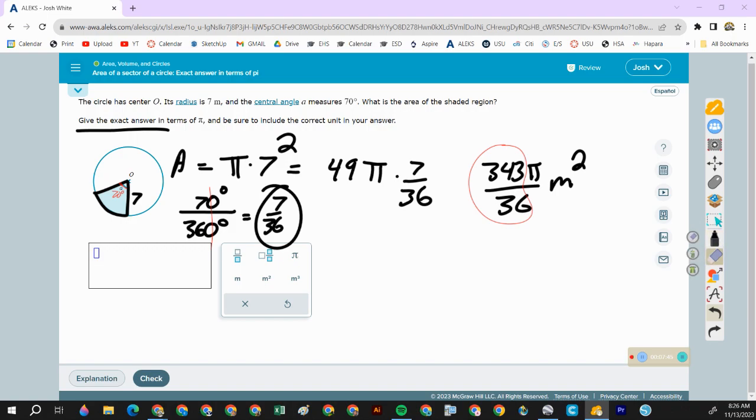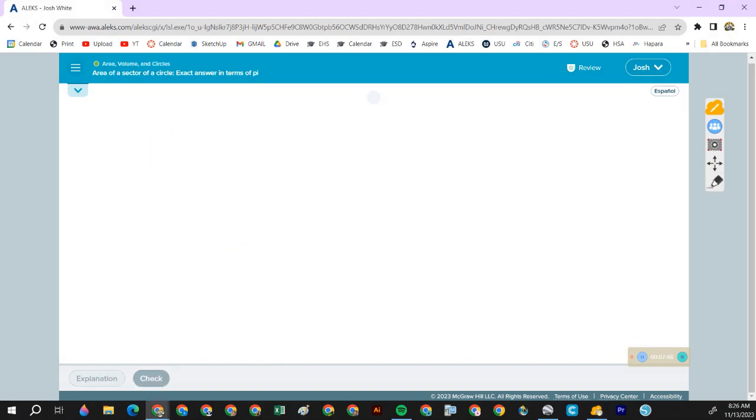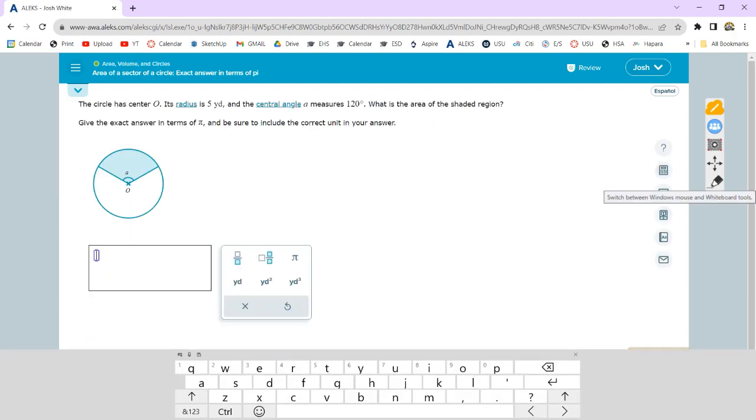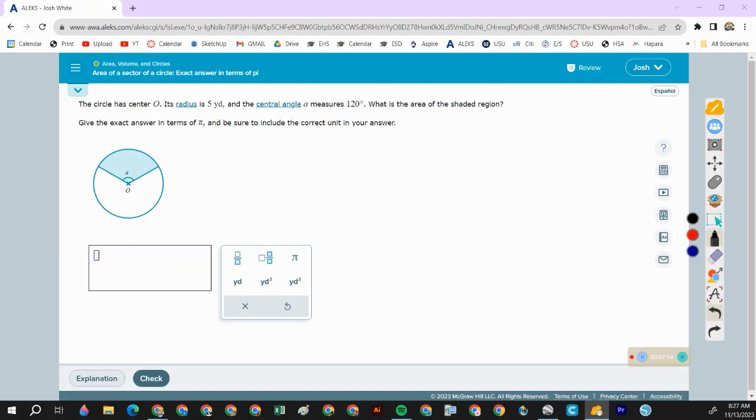All right, let's do another one. So radius of this pizza is 5 yards. That's pretty big. And the central angle is 120. So what is the area of the entire pizza? Pi times 5 squared, which is 25 pi yards squared.